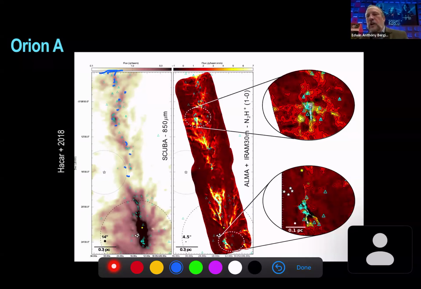And this is from Alvaro Carr, where he looked at this in N2H+ and saw this tremendous filamentary structure, cores here, and each of these things are where stars are being born. And you basically can trace stellar birth here.